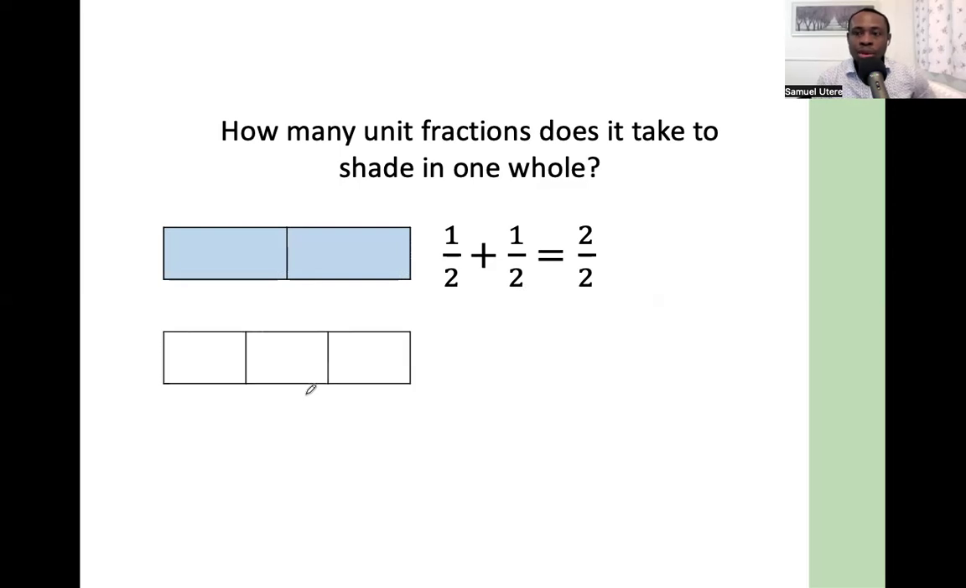What about this one? See whether you can guess the number of unit fractions that we would use to represent the whole. Well, you can see that there are three parts, so we're going to need 3 unit fractions to represent 3/3. And of course, if you simplify 3/3, you will get a whole. So 3 divided by 3 is 1. The one that we had above, 2 divided by 2 is 1.